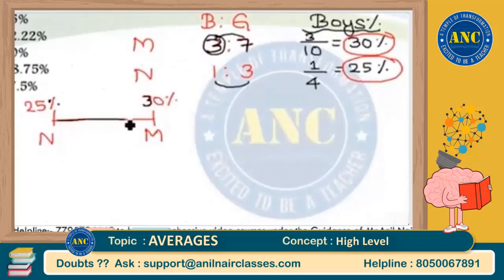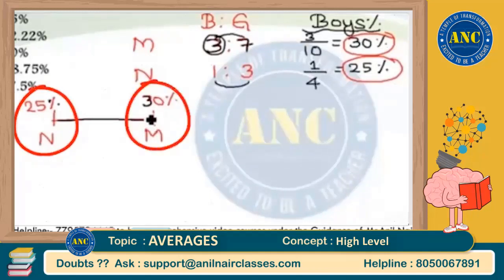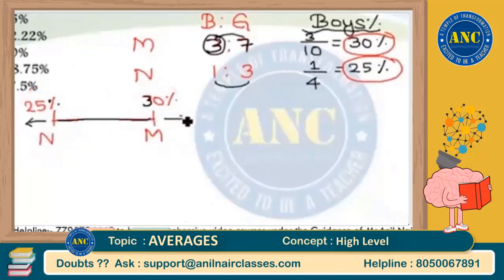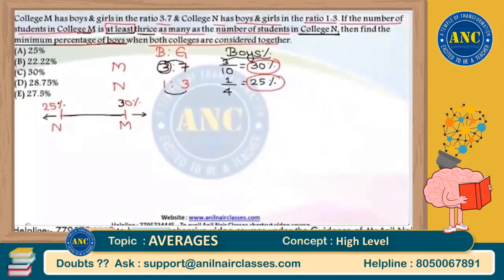The average will be somewhere in between 25 and 30. It is not equal to 25, and it will not be equal to 30. It will be in between 25 and 30. Can I think a little logically and say that the 25% answer option is incorrect? It cannot be the answer. 22.22 cannot be the answer because it is less than 25. It cannot be exactly equal to 30%, ruled out. So either my answer should be 28.75 or my answer should be 27.5, right?